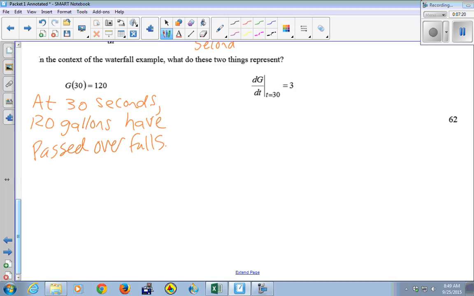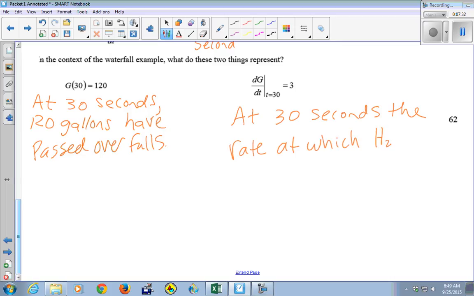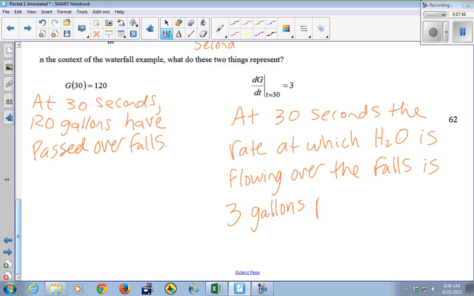Very good. At 30 seconds, the rate at which water is flowing over the falls is 3 gallons per second.